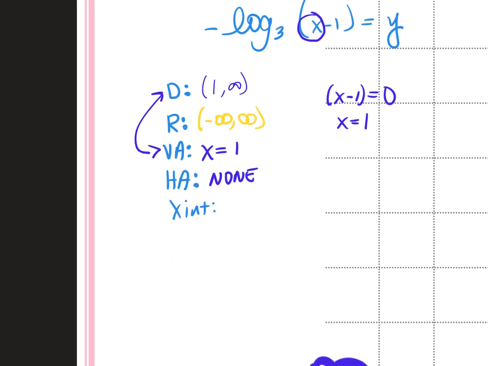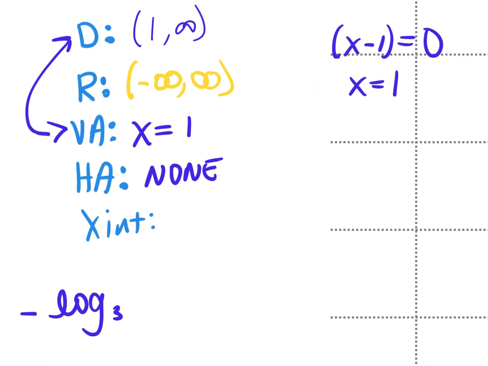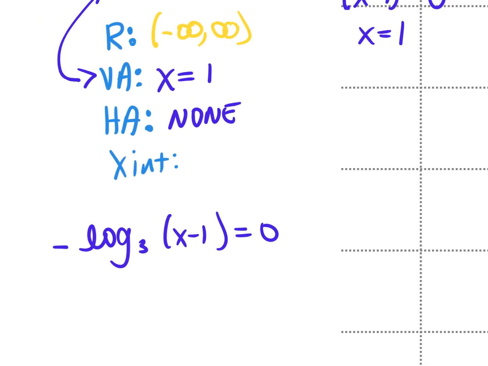All right, so the last thing we're going to do is find the x-intercept. But what are we plugging in for y for finding the x-intercept? So I have negative log base 3 of x minus 1 equals 0. Now, we're going to find a different way to do this over the next few days, but I'm going to show you how you know how to do it right now. How do our brains work?